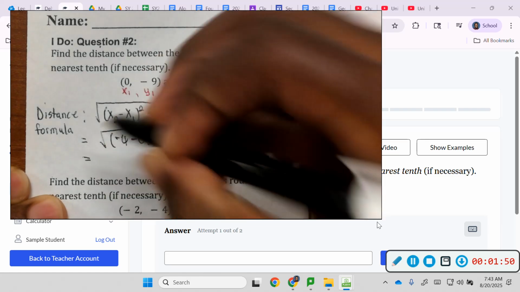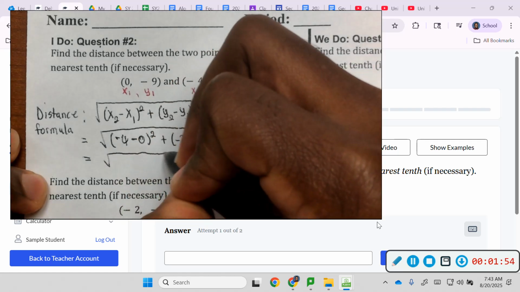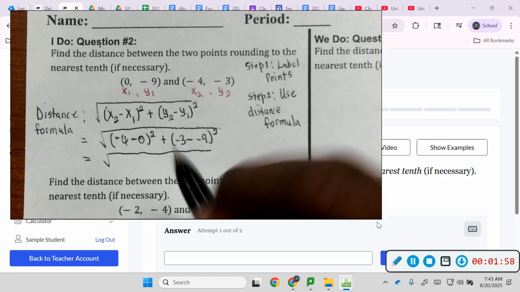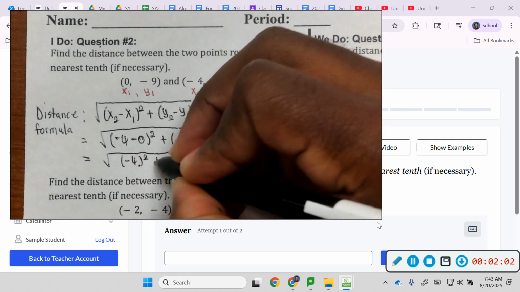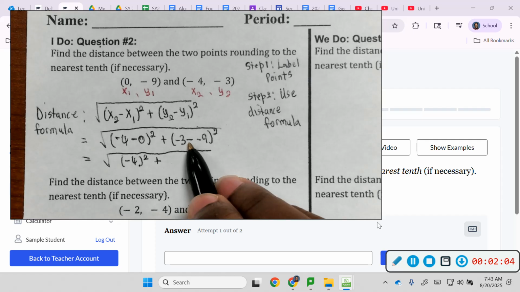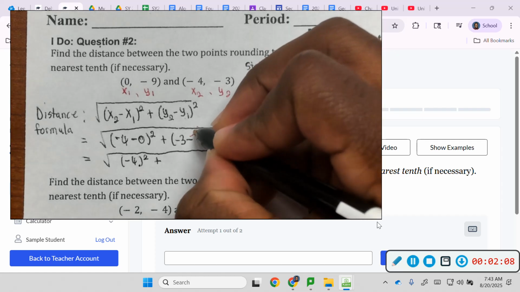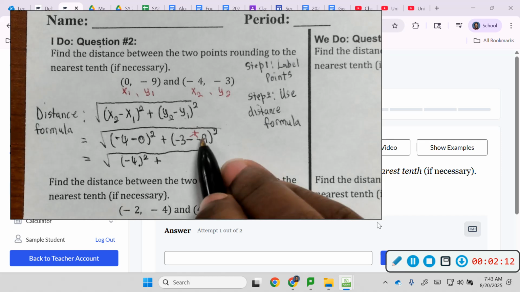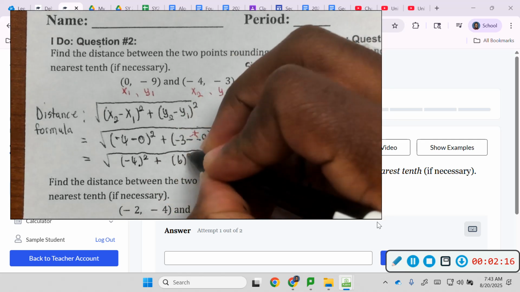Now we're going to calculate negative 4 minus 0. You can't subtract or add 0, so that's still negative 4. So we have negative 4 squared. Then we're going to add that to negative 3 minus negative 9. When you have a negative beside a negative, it turns into a positive. So negative 3 plus 9 will be positive 6, so this would be positive 6 squared.